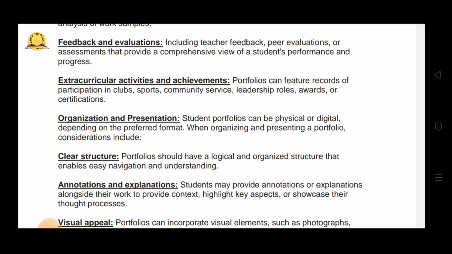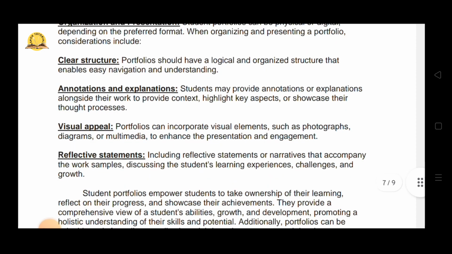All right, so organization and presentation. Student portfolios can be physical or digital depending on the preferred format. When organizing and presenting a portfolio, certain considerations include the following. See, it does not mean that the student portfolio can be only in the form of paper or book. It can also be in the digital format. However, when you are presenting a portfolio, you must take care of certain points, clear structure.